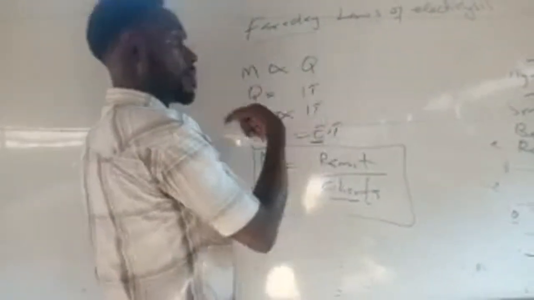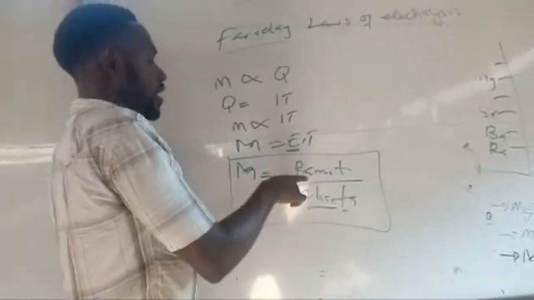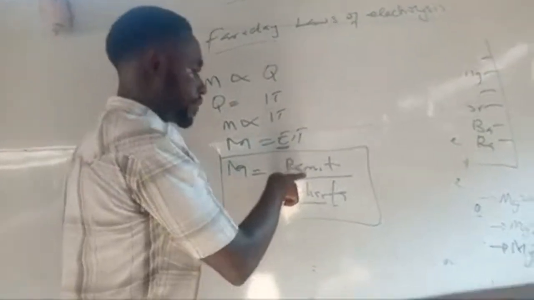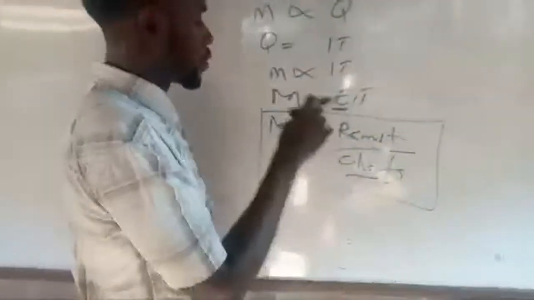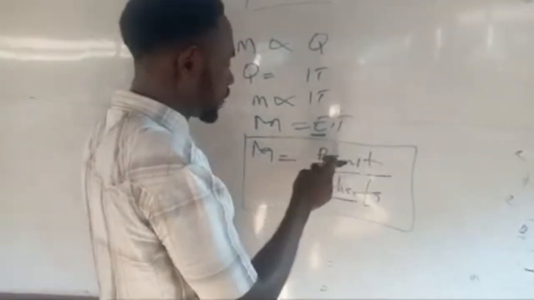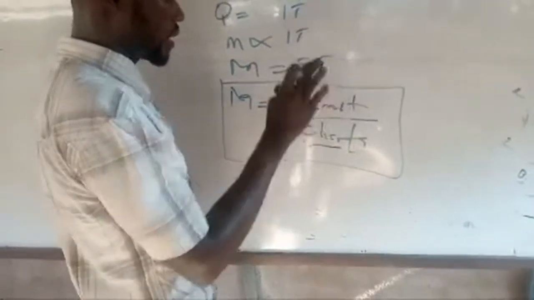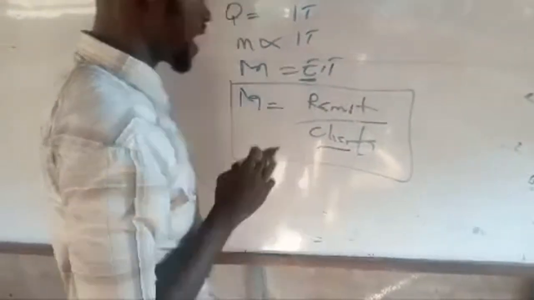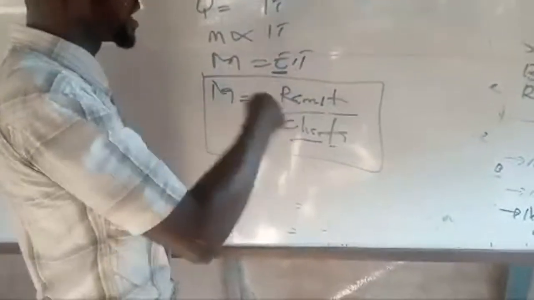Now, RAM means the relative atomic mass of the element in question. If you are talking about copper, it is 64. If you are talking about aluminium, it should be 27. Then I is current in amperes. Please don't joke with the units. I, current in amperes. Then T, time in seconds. So RAM IT over charge times Faraday: RAM means relative atomic mass of the element, I means current in amperes, T means time in seconds. Then charge here means the charge present on the ion of the element.